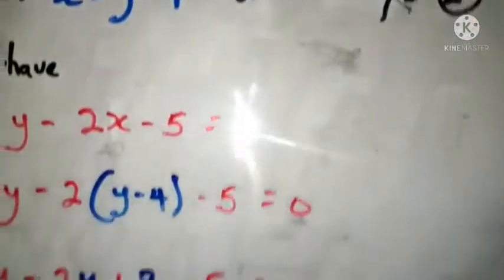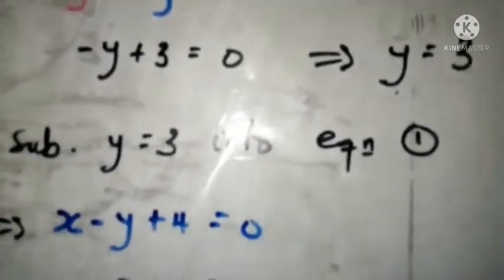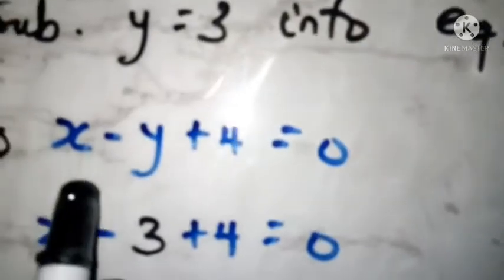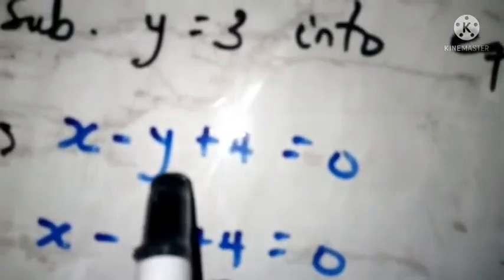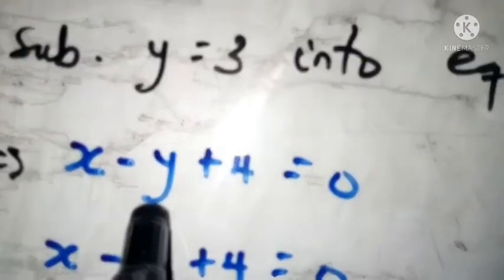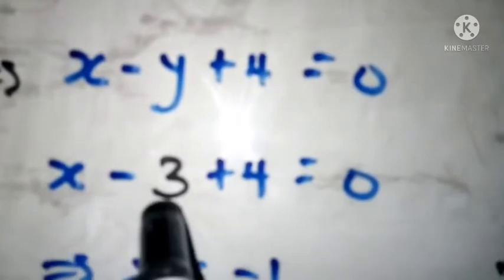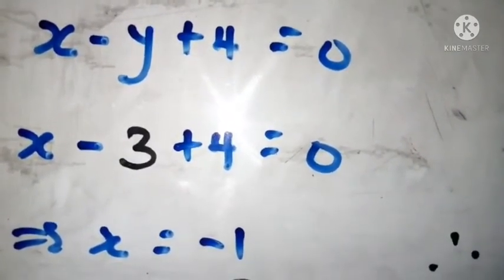So here I decide to plug that into the first equation, that is equation 1. So solving that will give me, this is the equation, right? x minus y plus 4 equal to 0. But we know that our y is equal to 3. We are just replacing this y by 3 here. So x minus 3 plus 4 equal to 0. So when you solve this, you have your x to be minus 1.